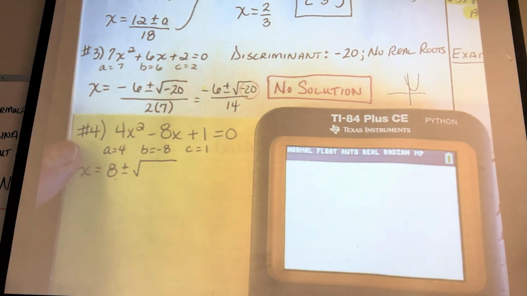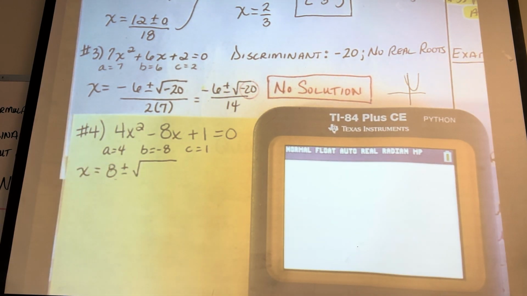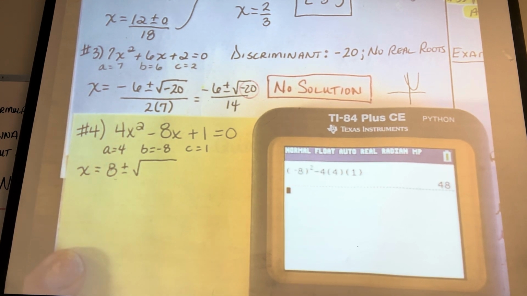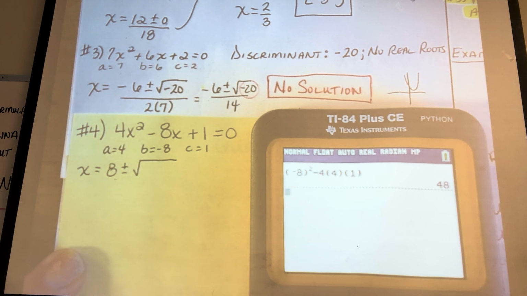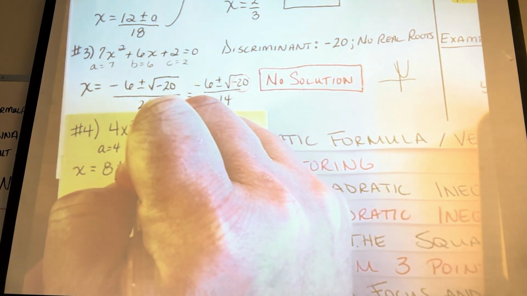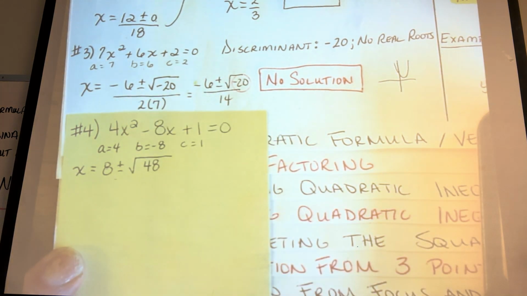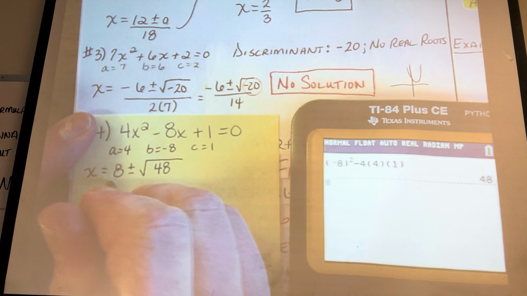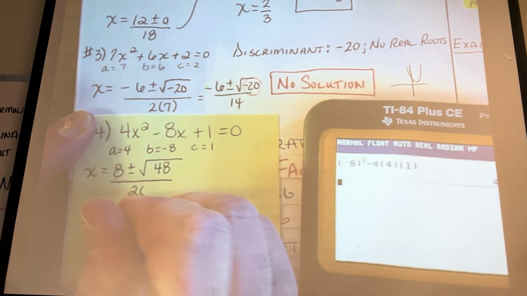Let's see how well you calculated your b squared minus 4ac. B squared is negative 8 squared. Remember, you have to put parentheses around the negative number. B squared minus 4 times your a value times c. You should have come out to 48. If you didn't get 48, pause the video and recalculate your b squared minus 4ac. All right, so under the square root is 48, all divided by 2 times a, which is 4.